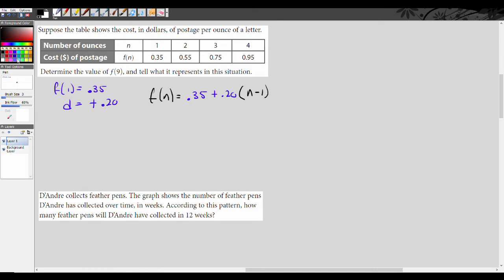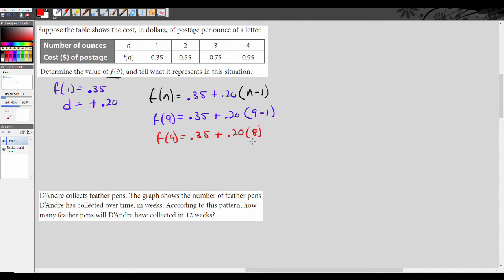Okay, so now I want to see, well, what's f of 9? So we're going to say f of 9 equals 0.35 plus 0.20 times, remember, if we're saying f of 9, that means n is 9. So this becomes now 9 minus 1. And what's 9 minus 1? It's 8. So now we have f of 9 equals 0.35 plus 0.20 times 8.